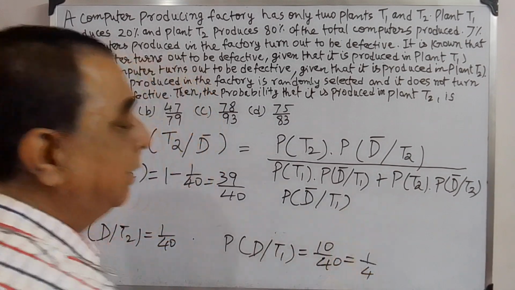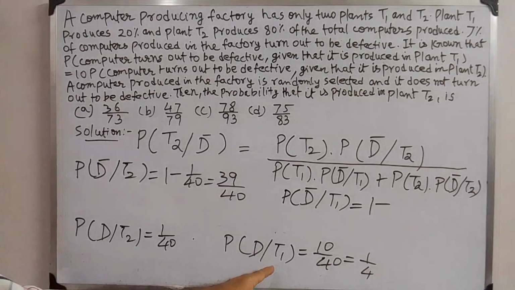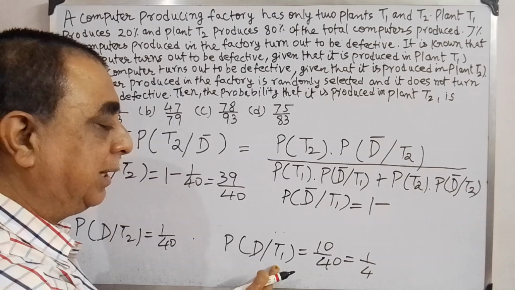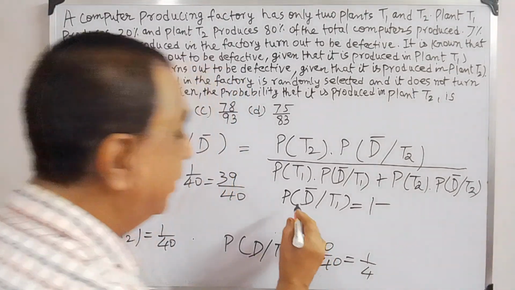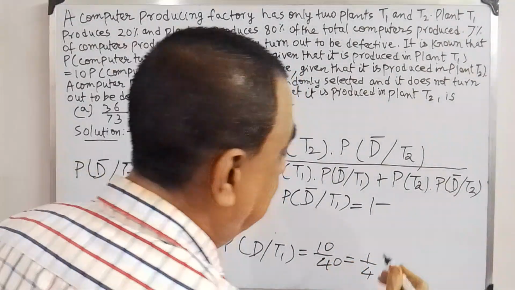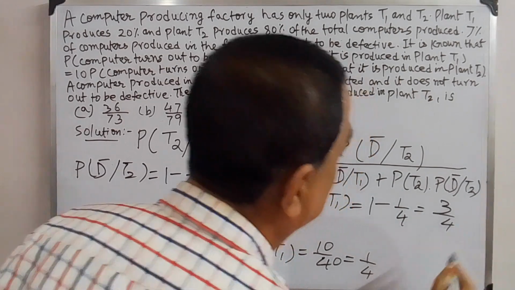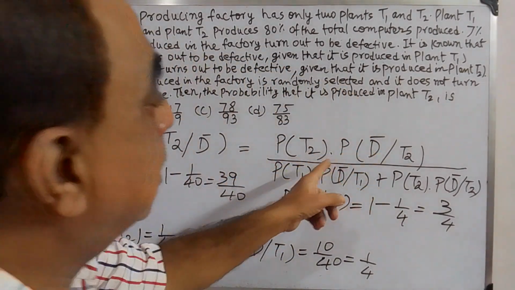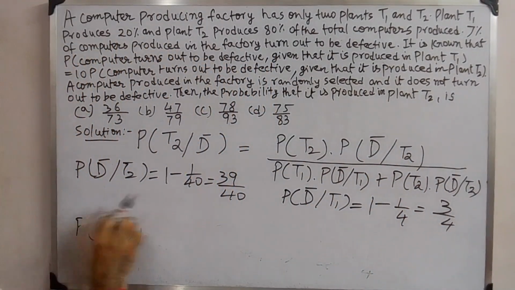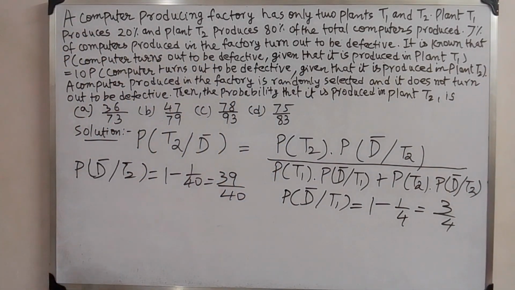Okay, so similarly, the probability of the computers to be non-defective provided that it is produced in T1 will be 1 minus the probability of the defective provided that it is produced in T1. The probability of the defective provided that it is made in T1 is 1 by 4. So the probability of non-defective provided that it is made in T1 will be 1 minus 1 by 4, which is 3 by 4. Now we have found all the values of these terms. Now we will put the values here, and we will get the value of this.